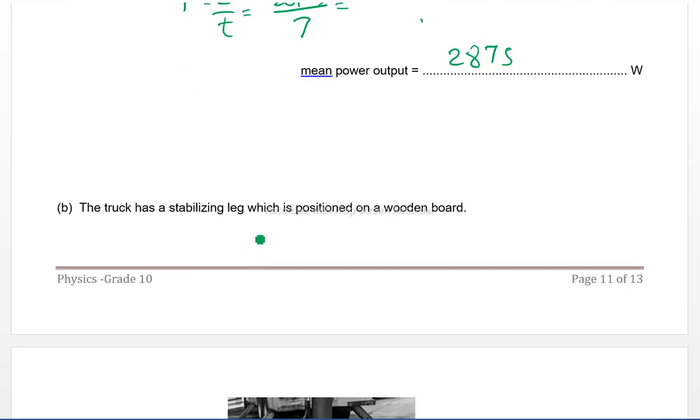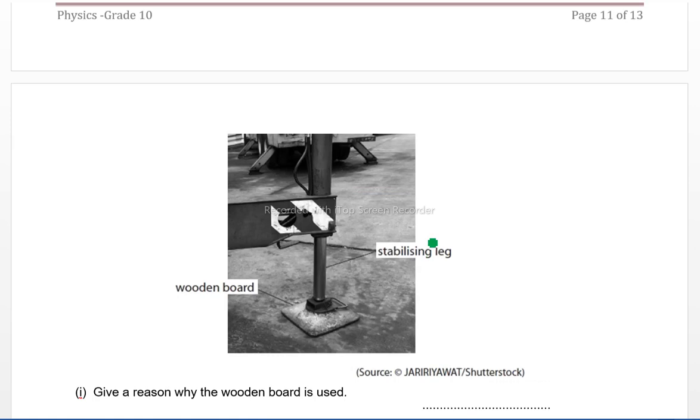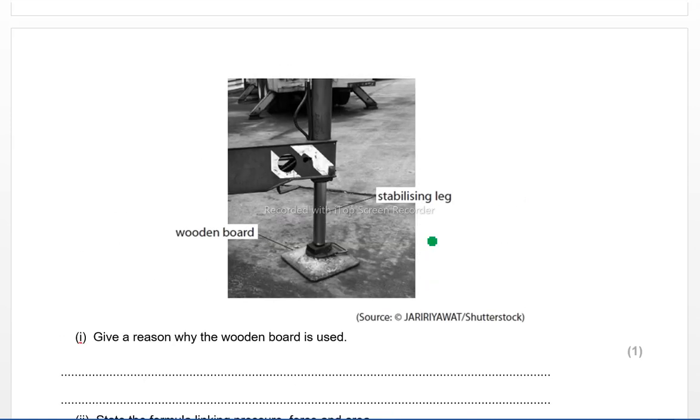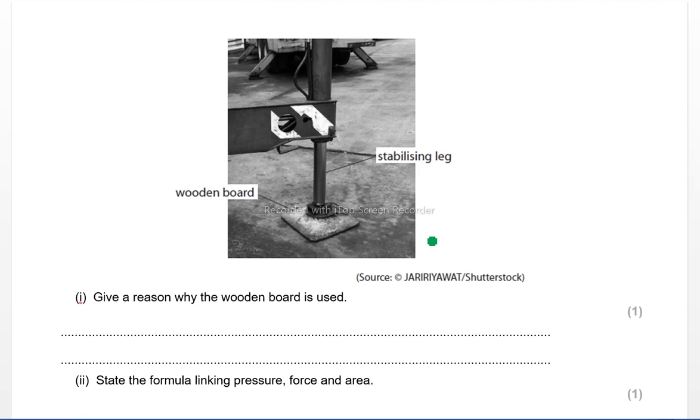The truck has a stabilizing leg which is positioned on a wooden board. Give a reason why the wooden board is used. So can you see that the wooden base board has a higher surface area compared to the stabilizing leg? So what you have to say is, when you apply the equation pressure equals force over area, when the area increases, the pressure decreases. So what you have to say is what?